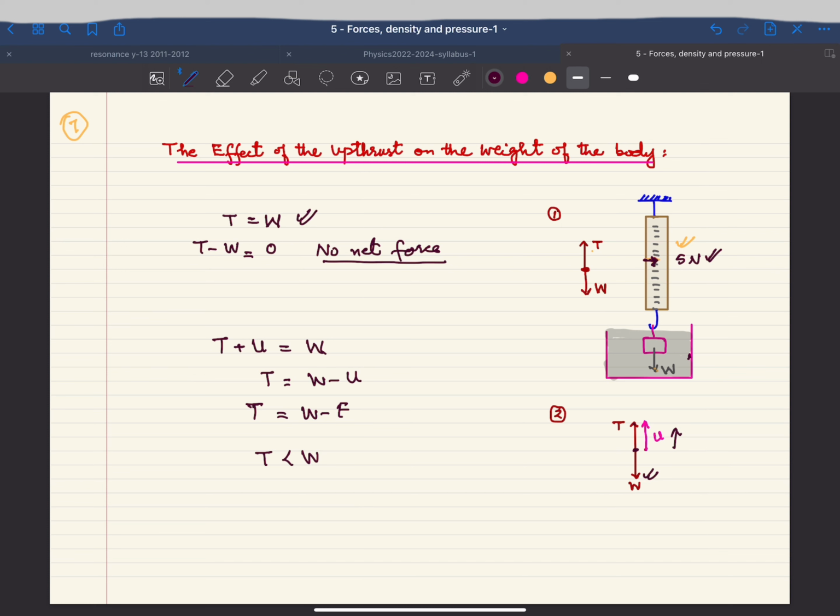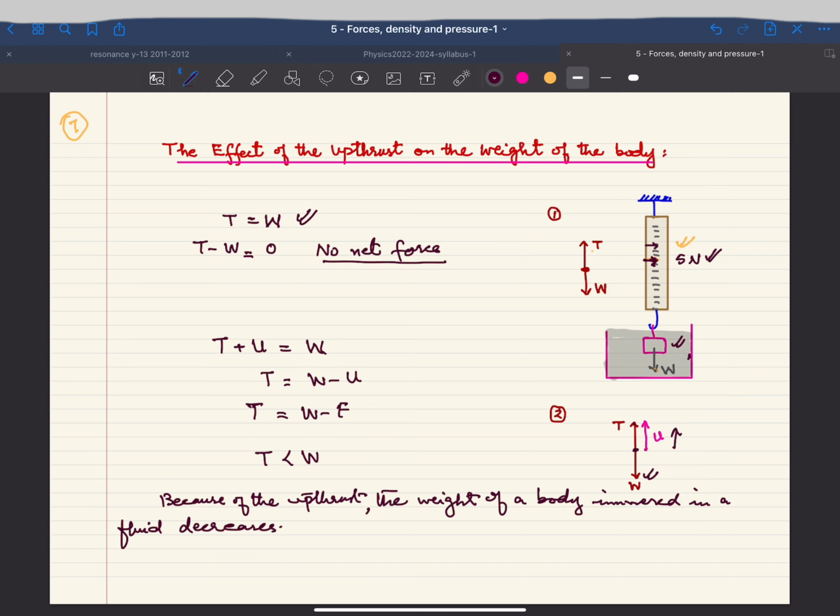It means that when you sink something into the liquid, the tension will decrease, so there will be an apparent change in the weight. This is very important. You can write it this way: because of the upthrust, the weight of a body immersed in a fluid decreases.